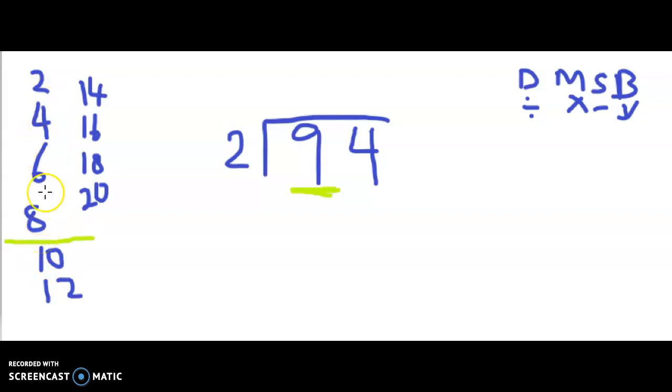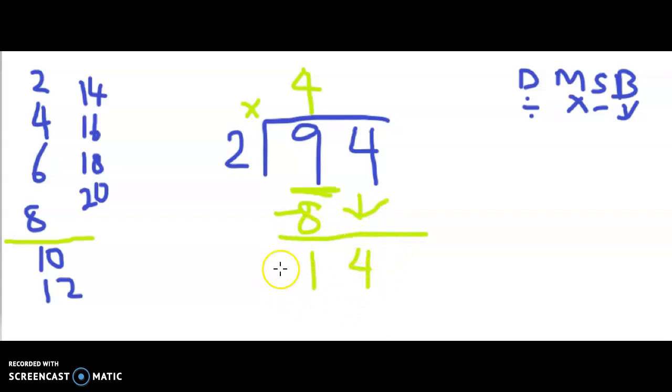So 1, 2, 3, 4. Only 4 times 2 gives you 8. Only 8 can go into 9. 10 cannot go into 9. So 9 minus 8 is 1. And our last step is to bring down. We have 14 monkeys. Now, because they fell down, we have to divide.